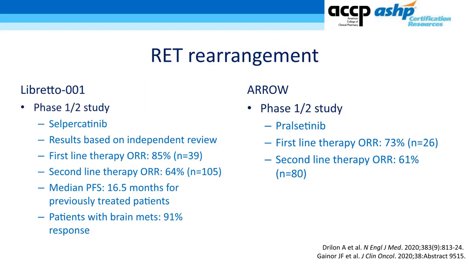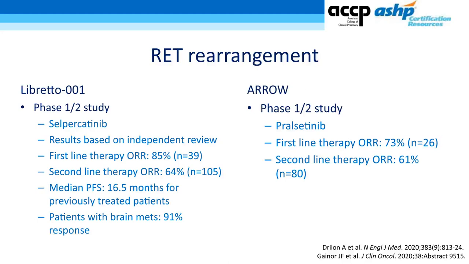New treatment options now exist for RET rearrangement patients. We had 2 products hit the market this past year, one called pralsetinib and the other selpercatinib. Both were approved based on phase 1-2 studies as described here on this slide.